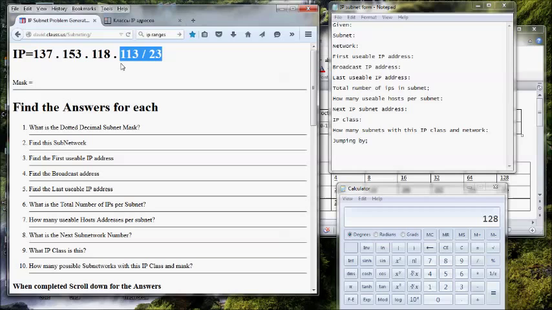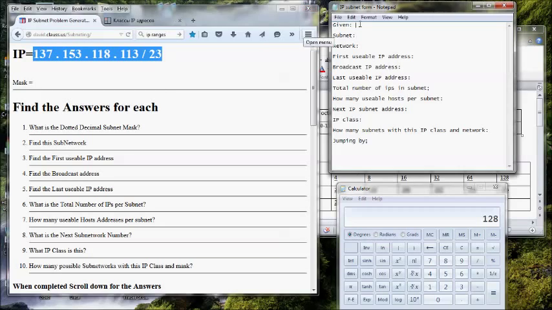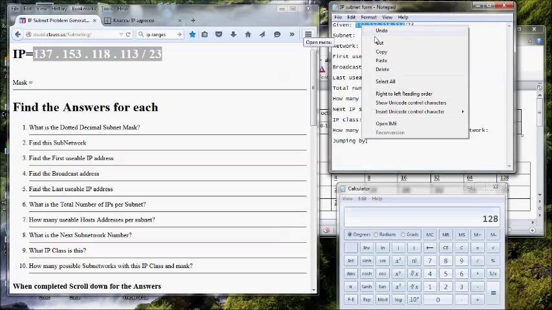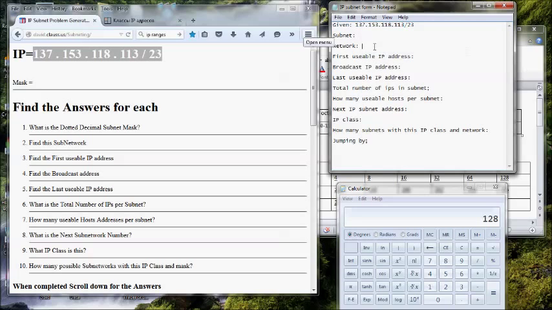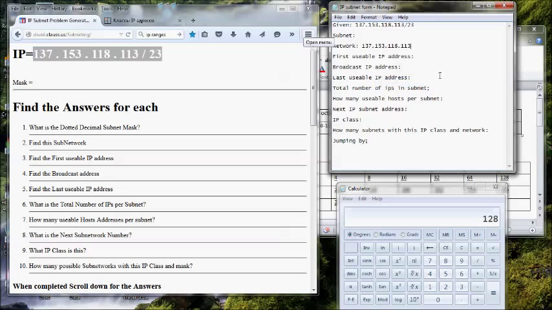So what I first do is I highlight the given from this website, go ahead and copy it, paste it into my form. Now this gives me some blanks in some odd places, so I just go ahead and delete those blanks to make this a little bit more neat and easier to read. And then I'll highlight the IP address that's given and copy that, paste it into the network area.